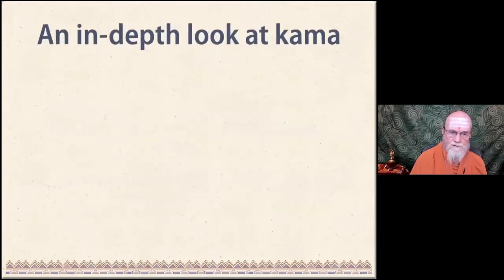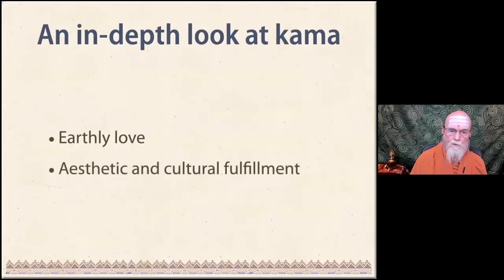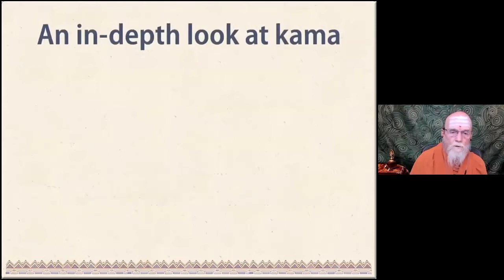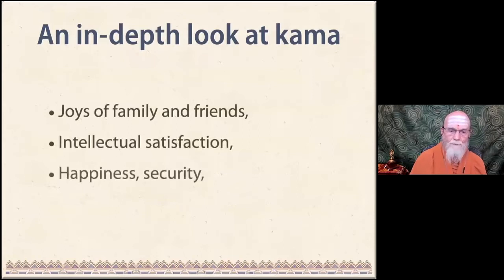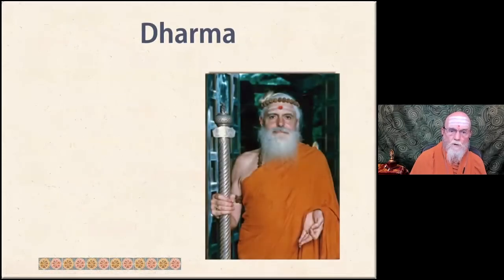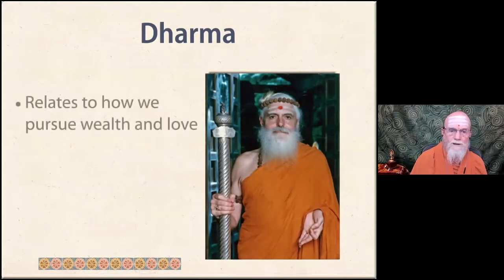Kama, of course, is earthly love, aesthetic and cultural fulfillment, pleasures of the world, joys of family and friends, intellectual satisfaction, happiness, security, physicality, creativity, usefulness, and inspiration. A few extra ideas from Gurudeva there. Dharma, as we know, relates to how we pursue wealth and love. If we acquire our wealth honestly, and we're loyal to our spouse, then that's doing it in a dharmic way.